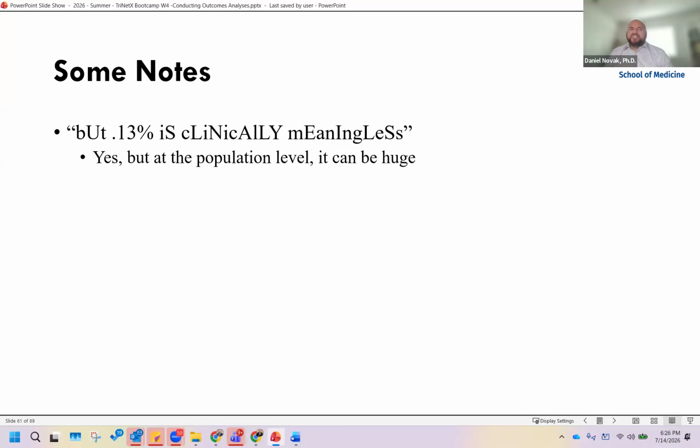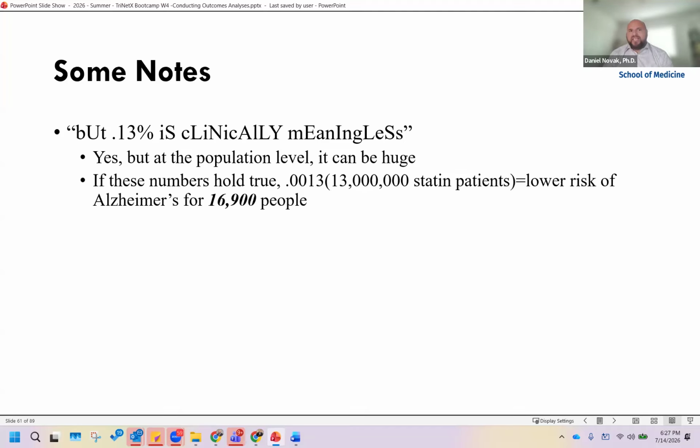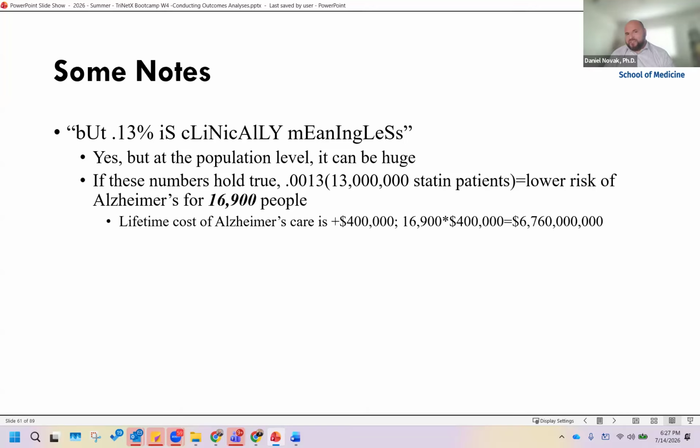So again, some notes on these. We talked about this before. Some people might say, well, 0.13 is clinically meaningless. I mean, that's just like one in 1,000 people who show up, right? Yeah, but at the population level, that's huge. That's a lot of people, right? If these numbers held true with 0.0013, which wasn't actually the number when we did our final numbers, but if you multiplied that by the number of statin patients who might be diverted out of the Alzheimer's risk stream, the lower risk of Alzheimer's is like 16,900 people, and that would reduce lifetime cost of care for those folks by $6.76 billion.